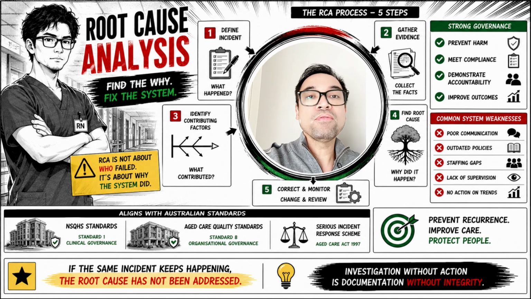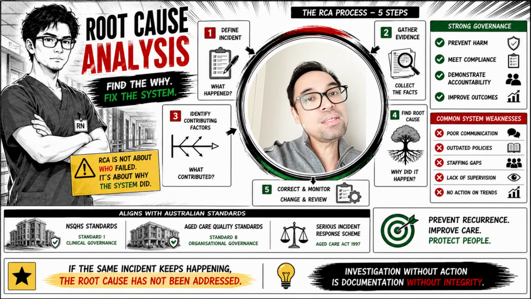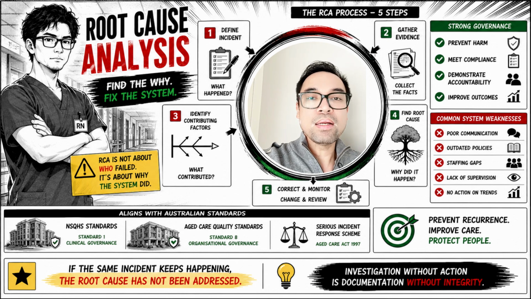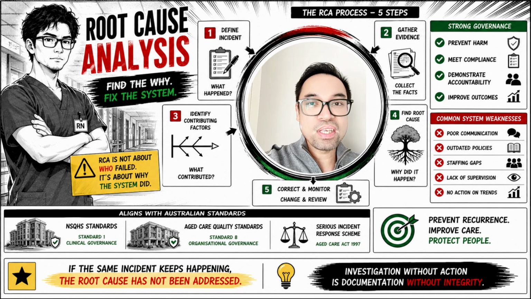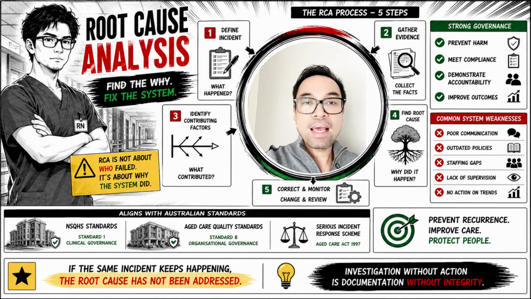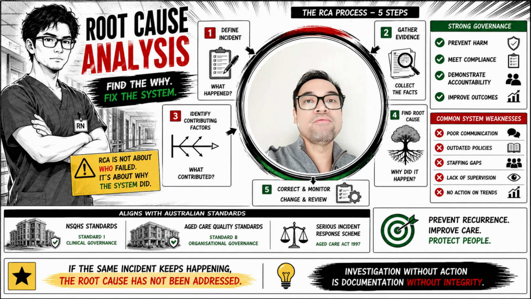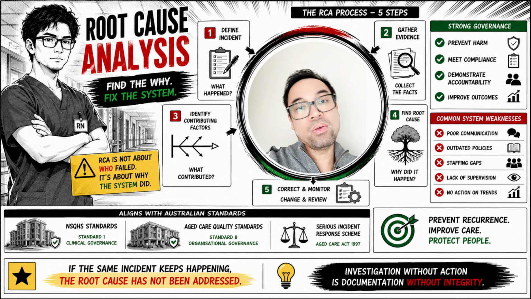In Australia, effective root cause analysis aligns with the National Safety and Quality Health Service Standards, specifically Standard 1 on clinical governance, the Aged Care Quality Standards, particularly Standard 8 on organizational governance, and the obligations under the SIRS scheme. The Australian Commission on Safety and Quality in Health Care is clear that organizations must move beyond reactive incident management and build a system focused on prevention and continuous improvement.